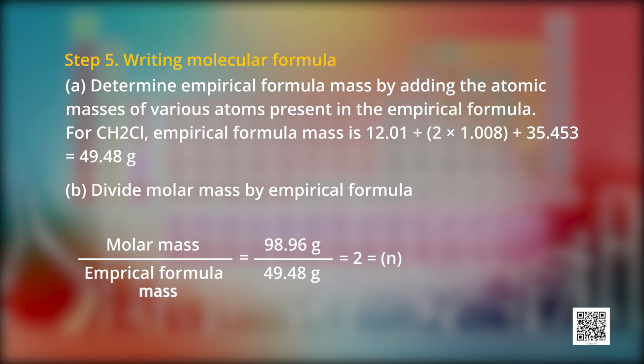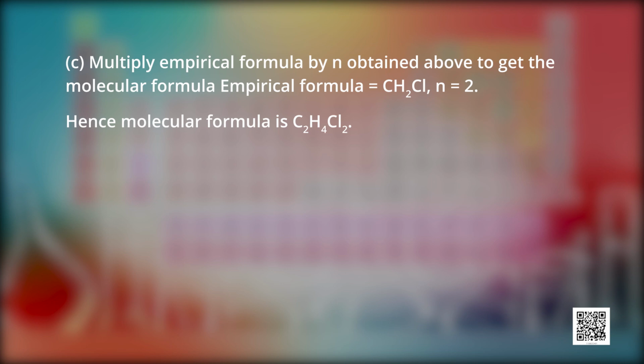Now we will divide molar mass by empirical formula mass. It is equal to 98.96 gram divided by 49.48 gram. It will come 2. It is the value of n. Now in the next step, we will multiply the empirical formula by n obtained above to get the molecular formula. Empirical formula is equal to CH2Cl. Here n is 2. So to get the molecular formula, we will multiply this 2 to CH2Cl. We will get C2H4Cl2.